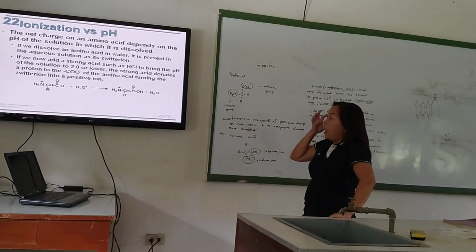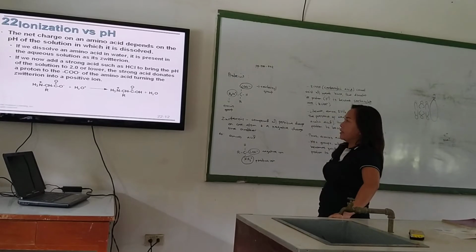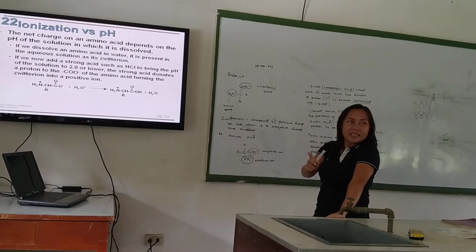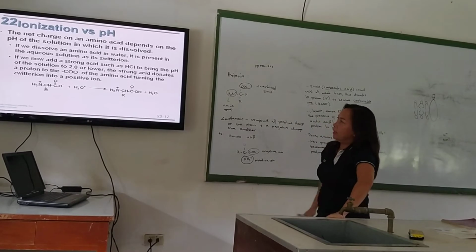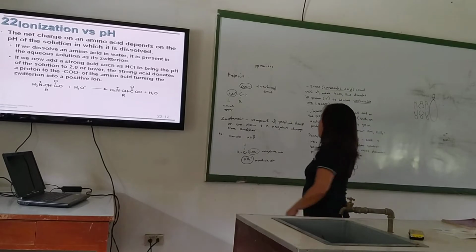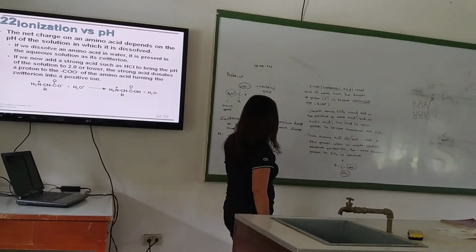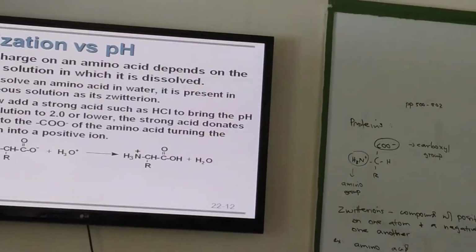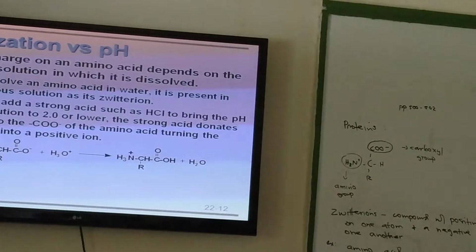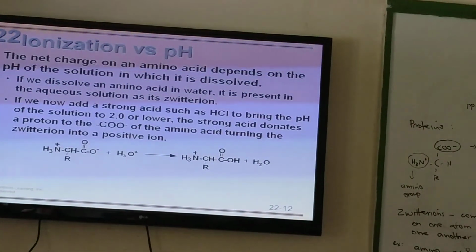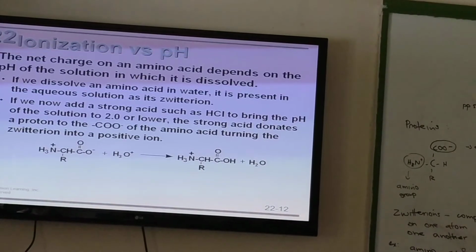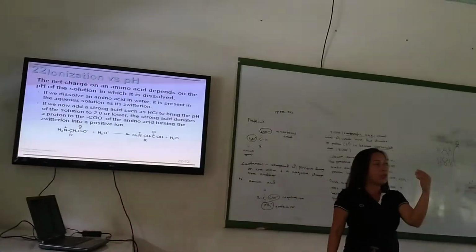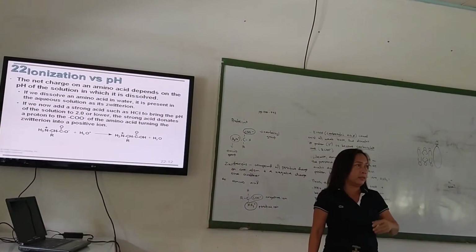Now, if we add a strong acid, for example hydrochloric acid, so you have the amino acid plus hydrochloric acid, what will happen? The hydrochloric acid will bring the pH of the solution to 2.0 or lower. So when the pH goes lower, the molecule becomes more acidic.